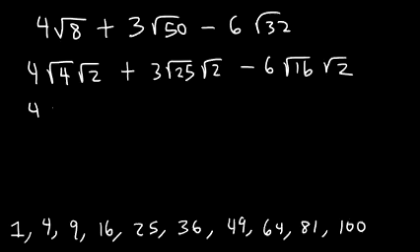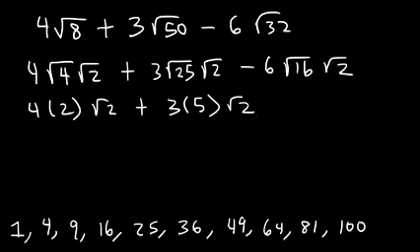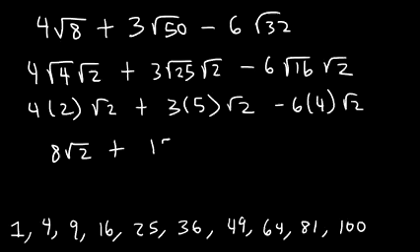Now the square root of 4 is 2. And the square root of 25 is 5. The square root of 16 is 4. And now we need to multiply. 4 times 2 is 8. 3 times 5 is 15. And 6 times 4 is 24.